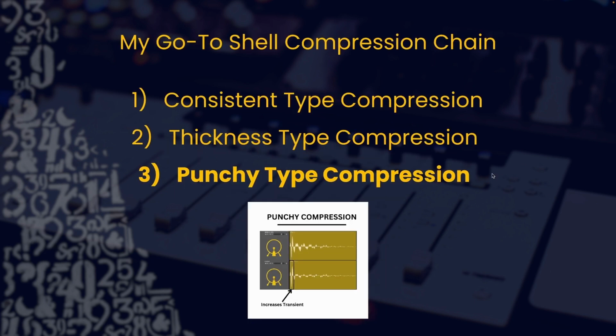Okay, so the next type of compression that we're going to be adding to these drums is punchy type compression. Punchy type compression is increasing the transient and decreasing the tail of the notes. This is very intentional because I can balance this perfectly with the thickness and the punchy type compression. If I want more thickness, I can just add more thickness type compression, or if I want the drums to be more punchy, I can just add more punchy type compression. We're decreasing the transient with the thickness and then increasing the transient with the punchy, so I can balance it exactly as I want with my shell.